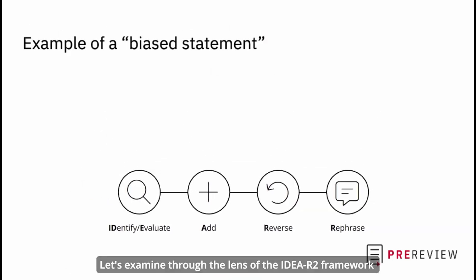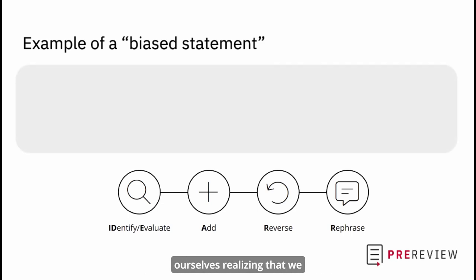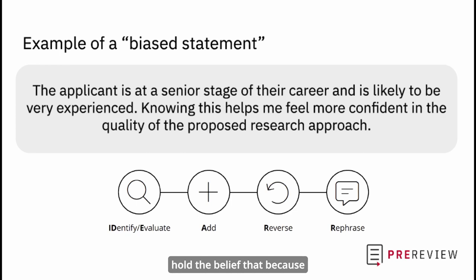Let's examine through the lens of the IDR2 framework with an example of a common bias in the grant review process. In this example, we are reviewing a grant proposal, and after learning more about the applicant's academic career, we catch ourselves realizing that we hold the belief that because the applicant is at a senior stage of their career, they are likely to have a lot of domain expertise. Knowing this helps me to feel more confident in the quality of the proposed research approach.